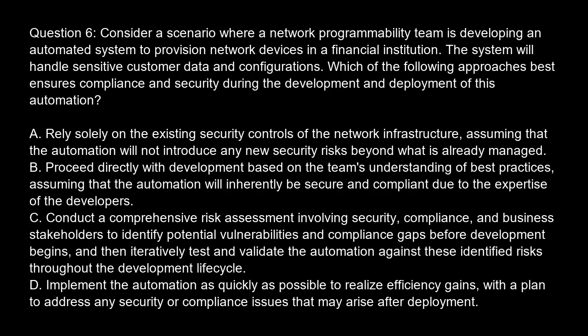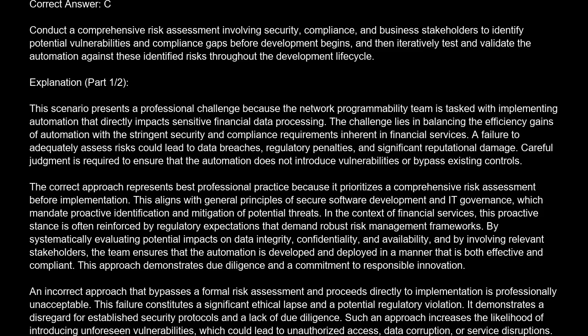Option C. Conduct a comprehensive risk assessment involving security, compliance, and business stakeholders to identify potential vulnerabilities and compliance gaps before development begins, and then iteratively test and validate the automation against these identified risks throughout the development lifecycle. Option D. Implement the automation as quickly as possible to realize efficiency gains, with a plan to address any security or compliance issues that may arise after deployment. The correct answer is C.